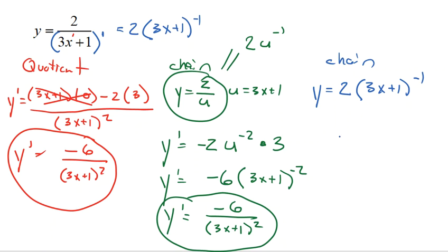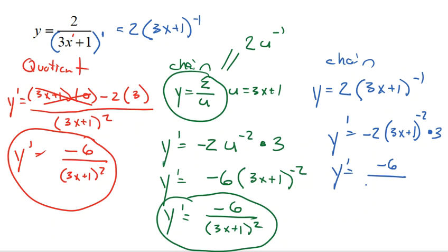Then I could just go right into the chain rule. To find the derivative, negative 1 falls down in front, negative 2. Leave the inside alone, 3x plus 1. New power is negative 2. But then don't forget, a big part of the chain rule is that you have to multiply by the derivative of the inside. The derivative of the inside is 3. So I get y prime equals negative 6 over 3x plus 1 squared. Negative 2 times 3 is the negative 6. And then again, I don't like negative exponents, so I move it to the bottom as 3x plus 1 squared.